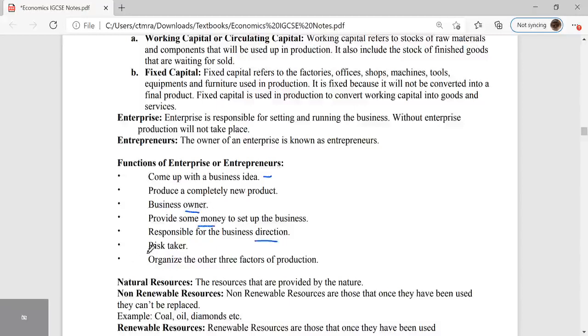They're also taking a risk, right? There is no guarantee in the business that you'll earn profit. There is always a chance of failure. Next, they organize the other three factors of production. So these are the options we have.